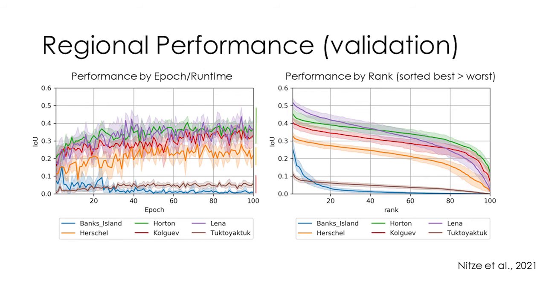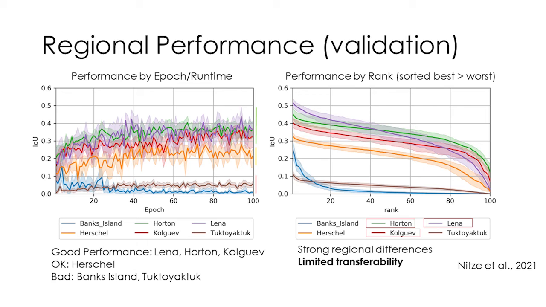Here we see the results of the 54 runs of cross-validation across the regions, across the different architectures and backbones. And here we see the regional results, where we see that certain regions produce better results than others. So, which means that the transferability works in some cases, but not in all. The four regions, Lena, Horton, Kolguyev, and Herschel, produce better results than, for example, Banks Island or Tuktoyaktuk.